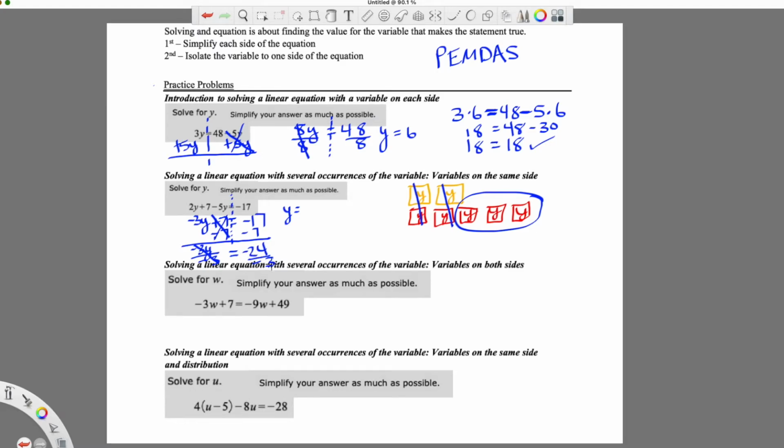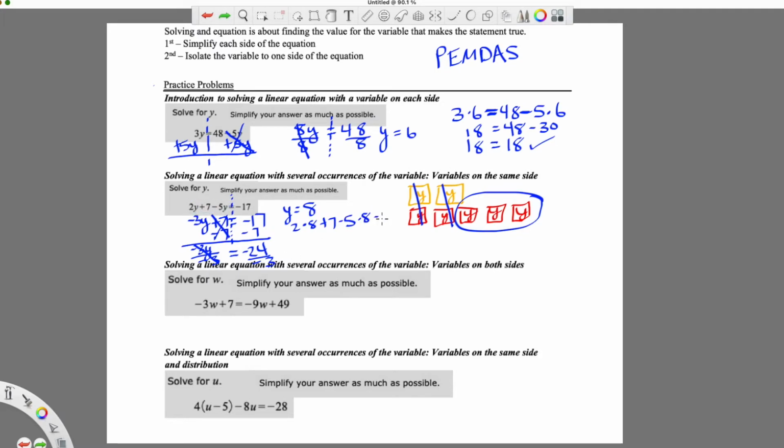Well, negative divided by a negative is going to be positive. So I can ignore those now. I know it's going to be positive. 24 divided by 3 is 8. So now I know what y has to be. And I can go through and I can check this. So I can go 2 times 8 plus 7 minus 5 times 8. And I'm just using this over here. I'm just going to plug it in.